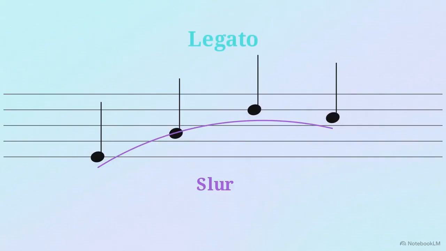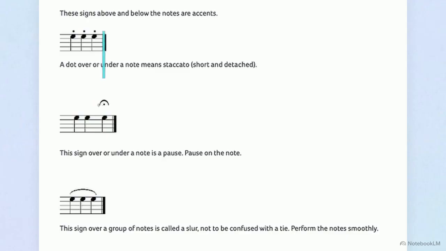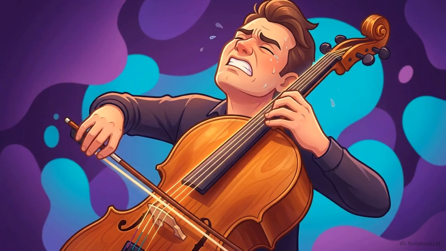While a slur connects different notes, a similar curved line linking two identical pitches is a tie, meaning you hold the first note for the exact combined value of both. And right beneath that is the fermata, or pause sign. It looks like an eye, and it tells you to freeze, holding that specific note for longer than its written value.